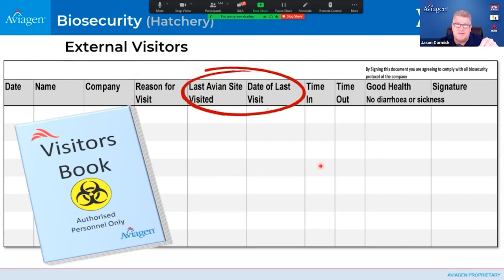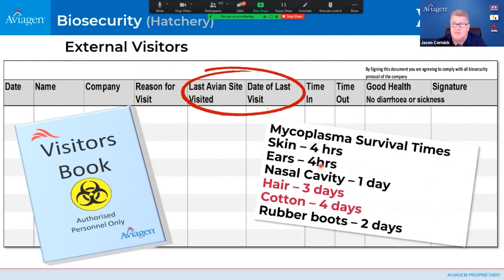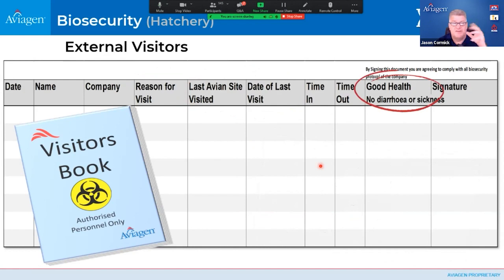The next one will be the last avian site visited and the date of that last visit, because of the survival times for Mycoplasma. In the event of a break, it means we can trace back where people have been, so we can work out the cause of where this has come from. But also if they've been to a site only 2 days ago, we'll say, sorry, you can't come in. So we need to be vigilant on that one.